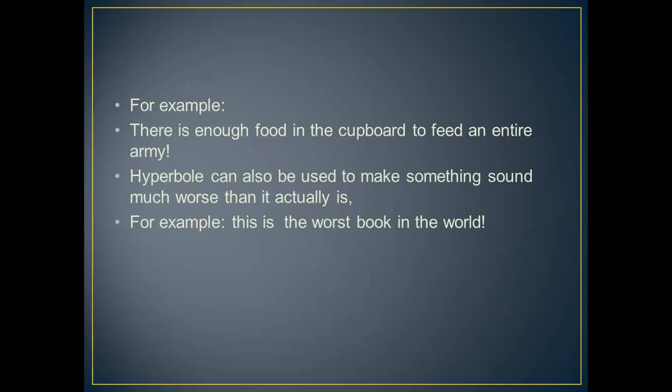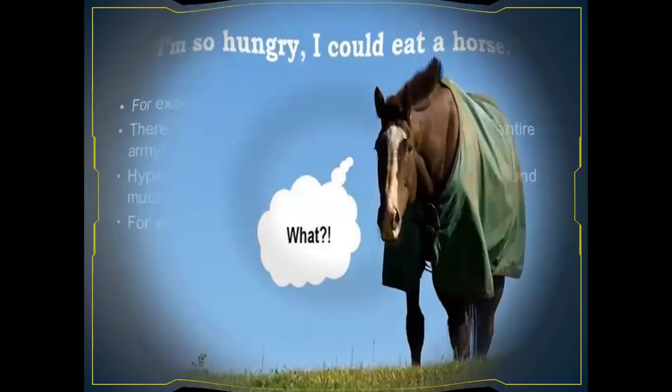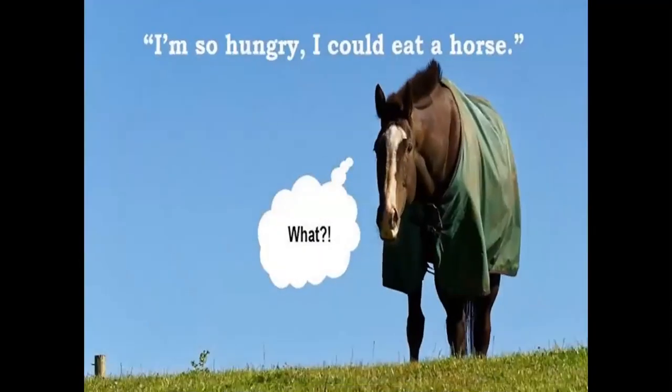In the second example, hyperbole can also be used to make something worse: this book is the worst book in the world. The speaker does not literally mean that the book is the worst one ever written, but uses hyperbole to dramatically emphasize their opinion. In the third example, I am so hungry, I could eat a horse. Hyperbole exaggerates the condition of hunger to emphasize that the subject is in fact very hungry.